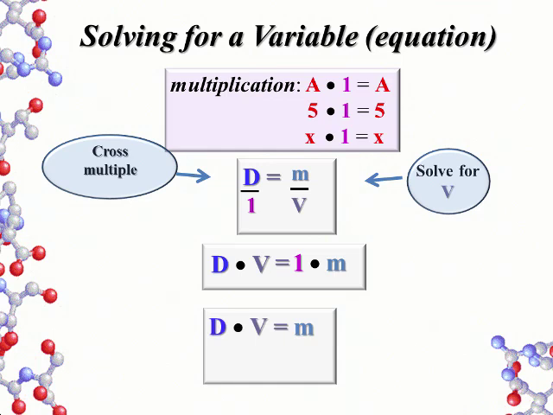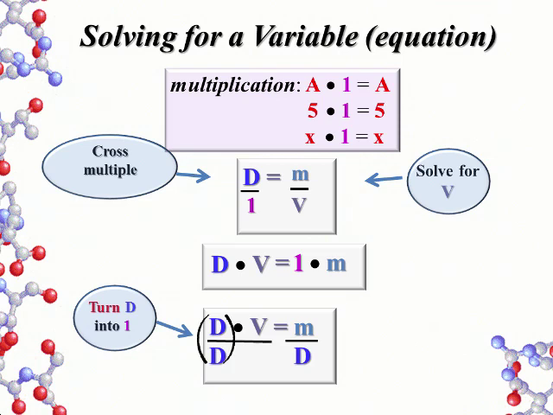Now we have to take care of the d. Turn the d into a 1 by dividing both sides by d. D over d is 1, and v times 1 is v. V equals m divided by d.